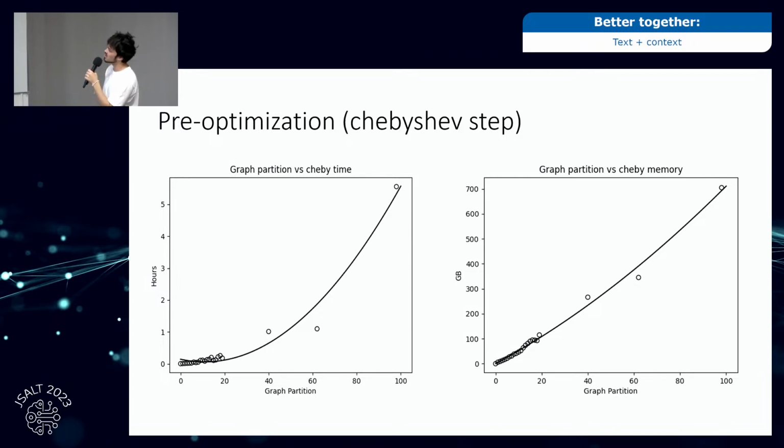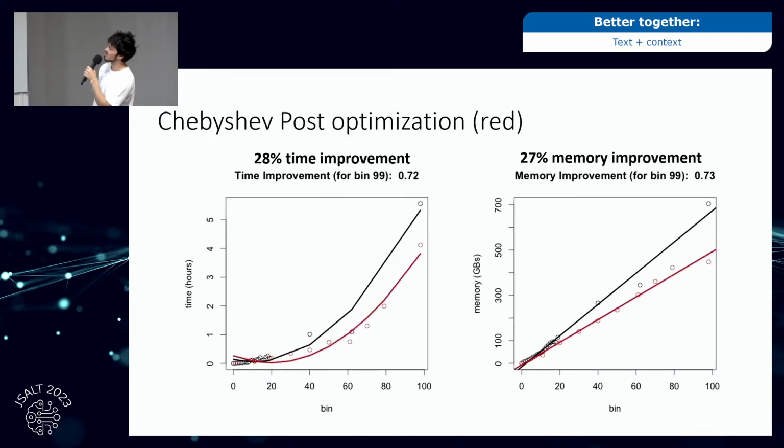Here are some pre-optimization graphs for the second step in the Prone algorithm, and clearly there are some improvements we saved. The x-axis is what percentage of the graph we're using, the y-axes are the time and memory, the dots are observations, and the lines are lines of best fit for those observations. We found a 28% time improvement with our optimizations and a 27% memory improvement, which is pretty significant, and I'll give perspective on that at the end.